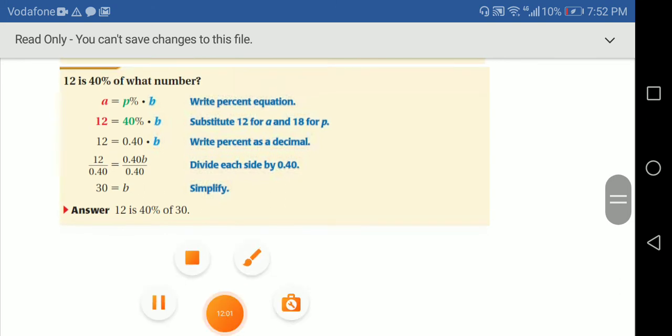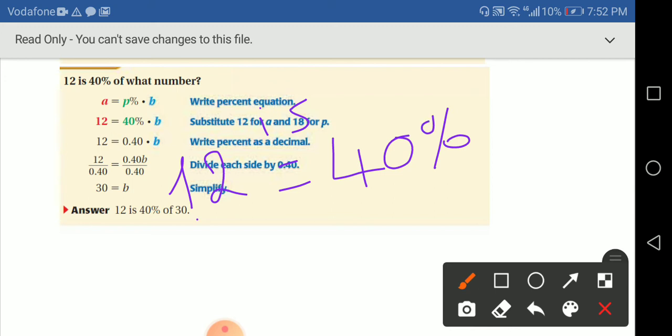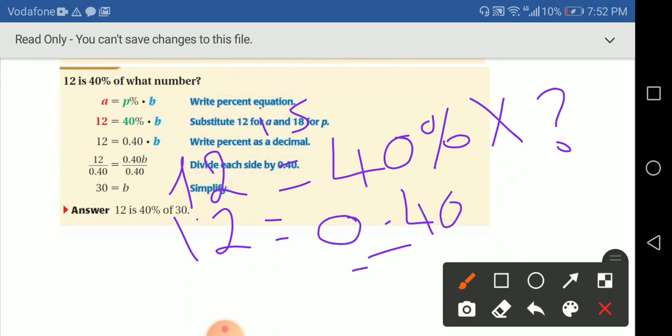Okay, and another question. We want to solve as much as we can together. 12 is 40%. 12 is 40%, okay guys, of what number? Okay, so 12 is 40%. 40% of means multiply. What's 40%? It means 0.40. 40 divided by 100 is 0.40 times what?